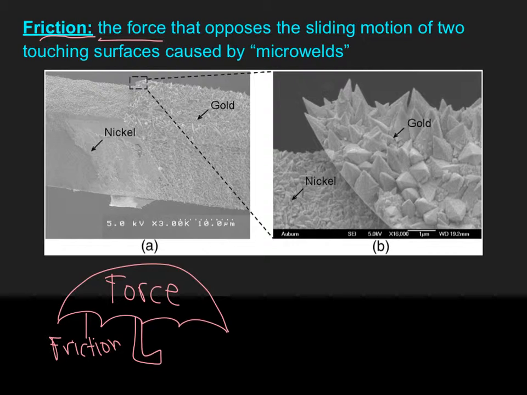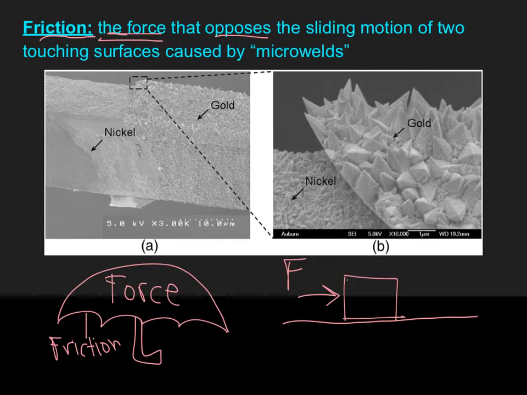But what friction is, it's a force that opposes the sliding. So it's always going to act if you've got two objects, and let's say you've got this object and it's sitting on a table, and you try to push it along. And so this is the force of my push.